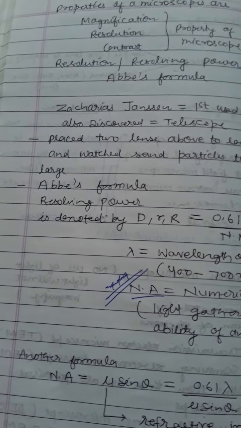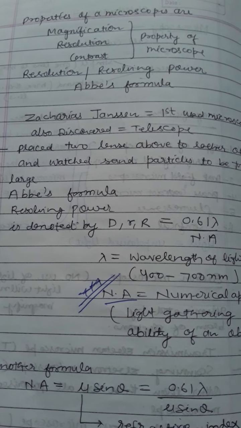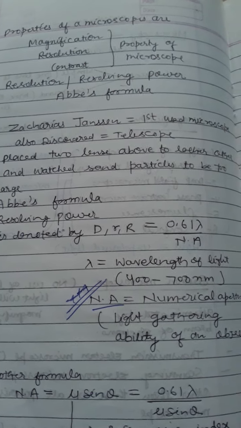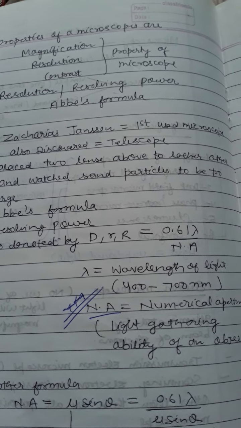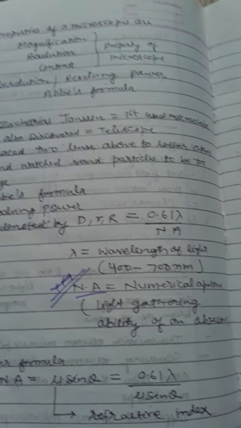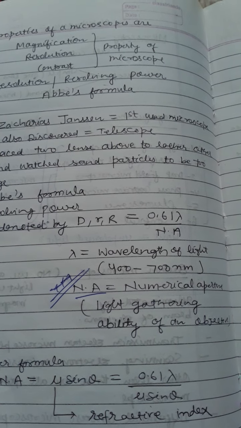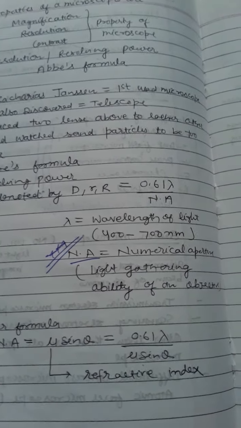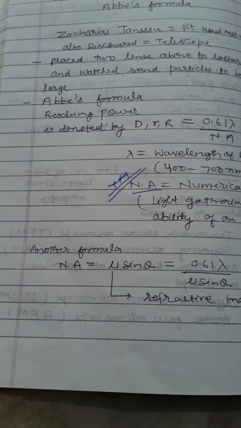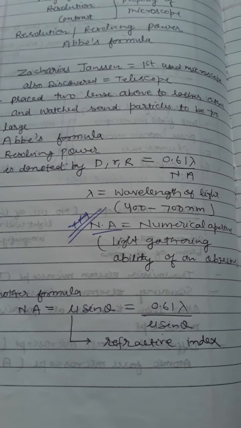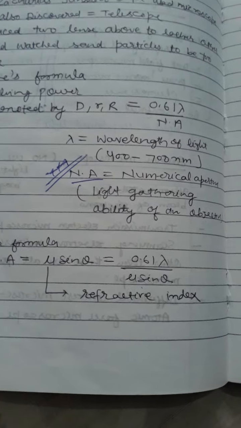Now when we talk about resolution, we have a formula: resolving power is equal to 0.61 lambda per numerical aperture. Okay, and lambda is the wavelength of visible light, which is from 400 to 700 nanometers. What is numerical aperture? Numerical aperture is the light gathering ability of an objective. It is basically used for the objective lens. Another formula used here: in place of numerical aperture, we replace it with mu sine theta, and it becomes 0.61 lambda upon mu sine theta, where mu is the refractive index of the specimen or object.